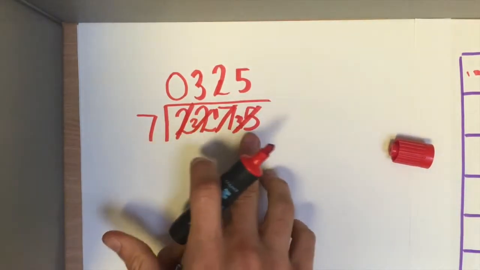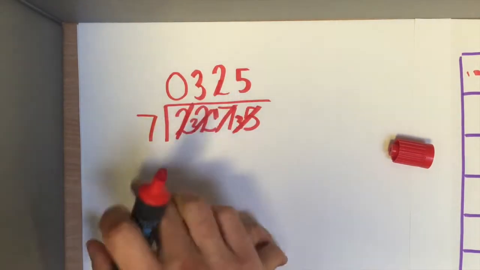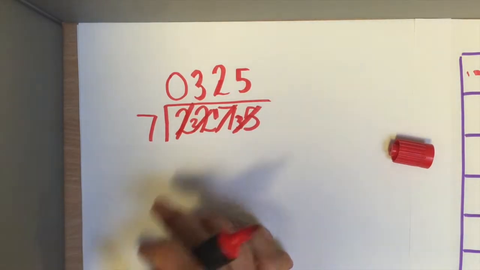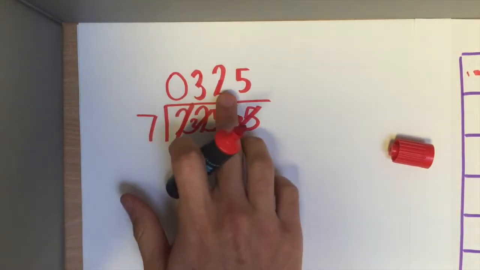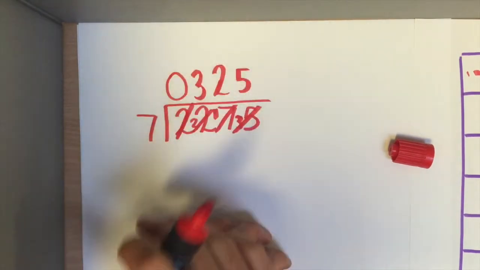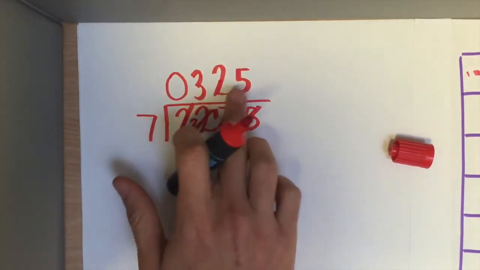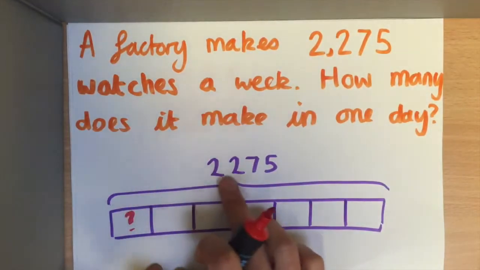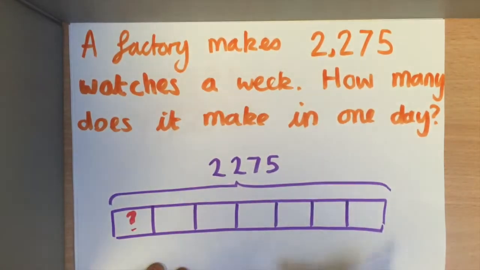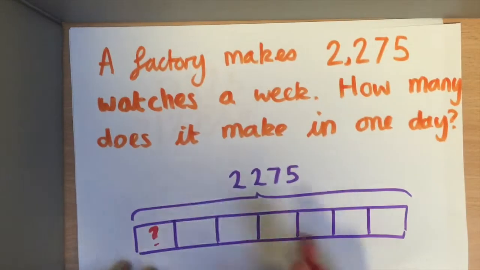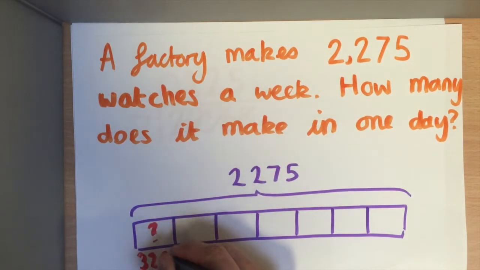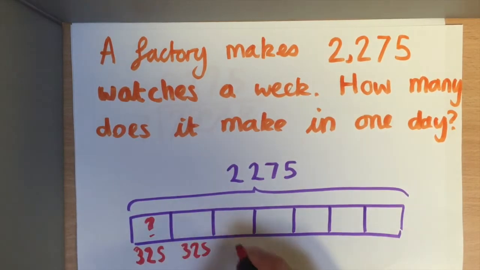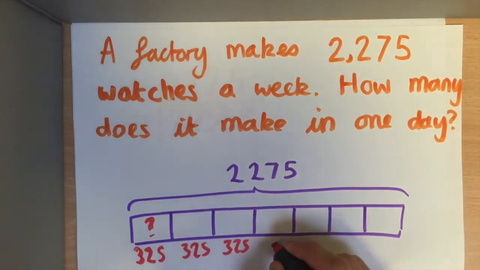So 2,275 divided by 7 gives me 325. Don't worry about this placeholder here because it's at the beginning of my number. Recognise that I called these 3, 2 and 5 before, but because of their place value columns, I get the number 325. Let's go back to my initial bar now. 2,275 divided by 7 means that each one of these boxes is worth 325. This one's worth 325, this one's worth 325, and so on.